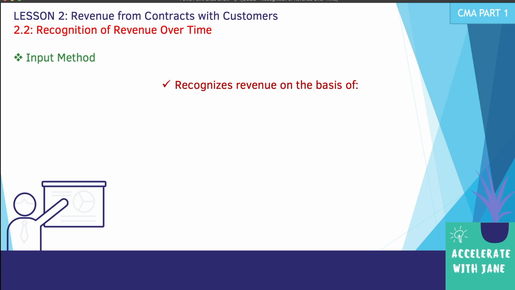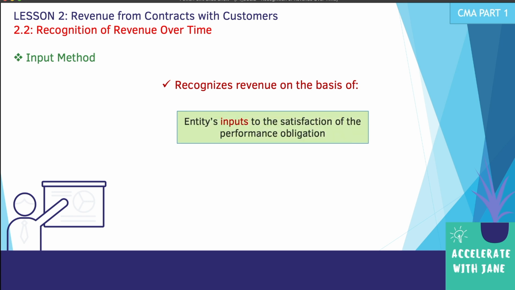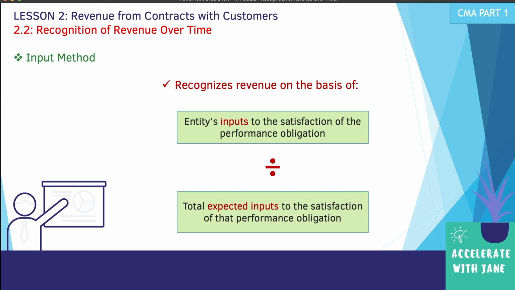First, what do we mean by input method? When we say input method, we actually recognize revenue on the basis of the entity's inputs to the satisfaction of the performance obligation. And we divide this by the total expected inputs to the satisfaction of the performance obligation. Okay, so here's the thing. When you use input method, for example, when we measure the progress based on the number of hours that we rendered particular services. For example, if it's a cleaning service, say the expected hours to complete the service is 5 hours, and the input there is the number of hours. Correct? The entity's input to the satisfaction is, for example, as of this moment, I have already rendered 3 hours. And here, the total expected input is 5 hours.